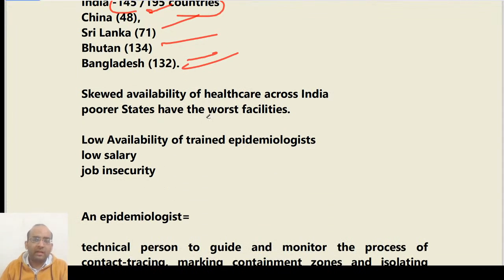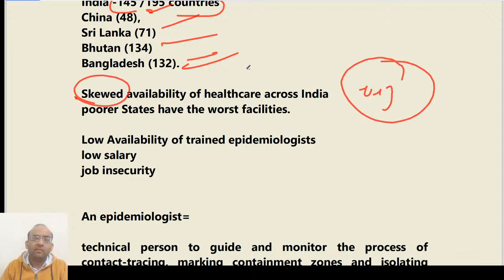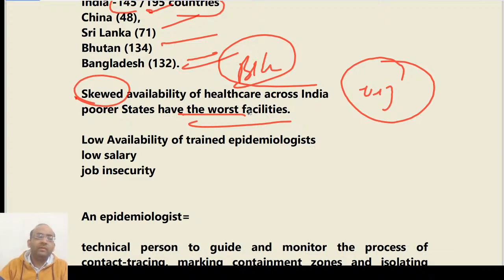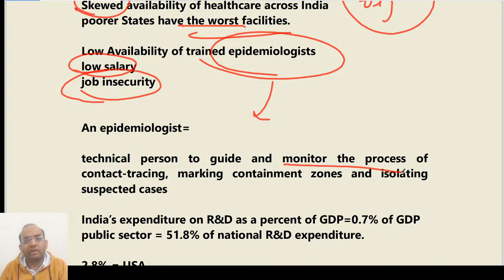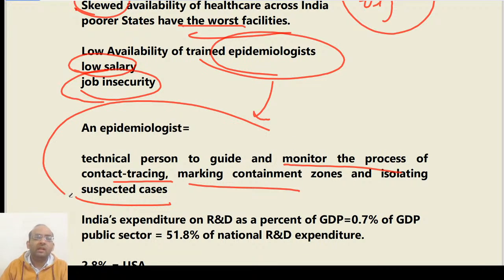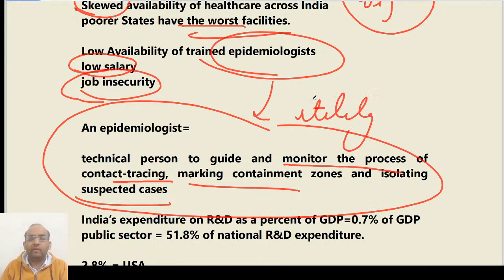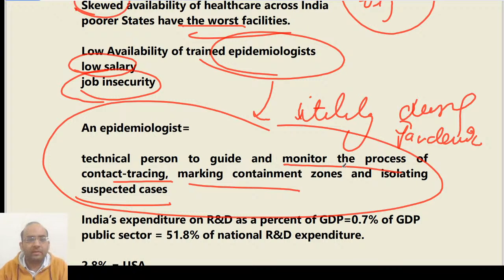And this healthcare access and quality is quite skewed. In some states like Gujarat, Haryana, it is good, but in some states like Bihar, Jharkhand, it is quite poor. And also we have low availability of trained epidemiologists. They are being given low-salary jobs in the security sector. Who are the epidemiologists? They are technical persons who guide and monitor the process of contact tracing, marking containment zones, and isolating suspected cases. Basically, they have utility during a pandemic. They take the decisions on containment zones, tracking of persons, etc.